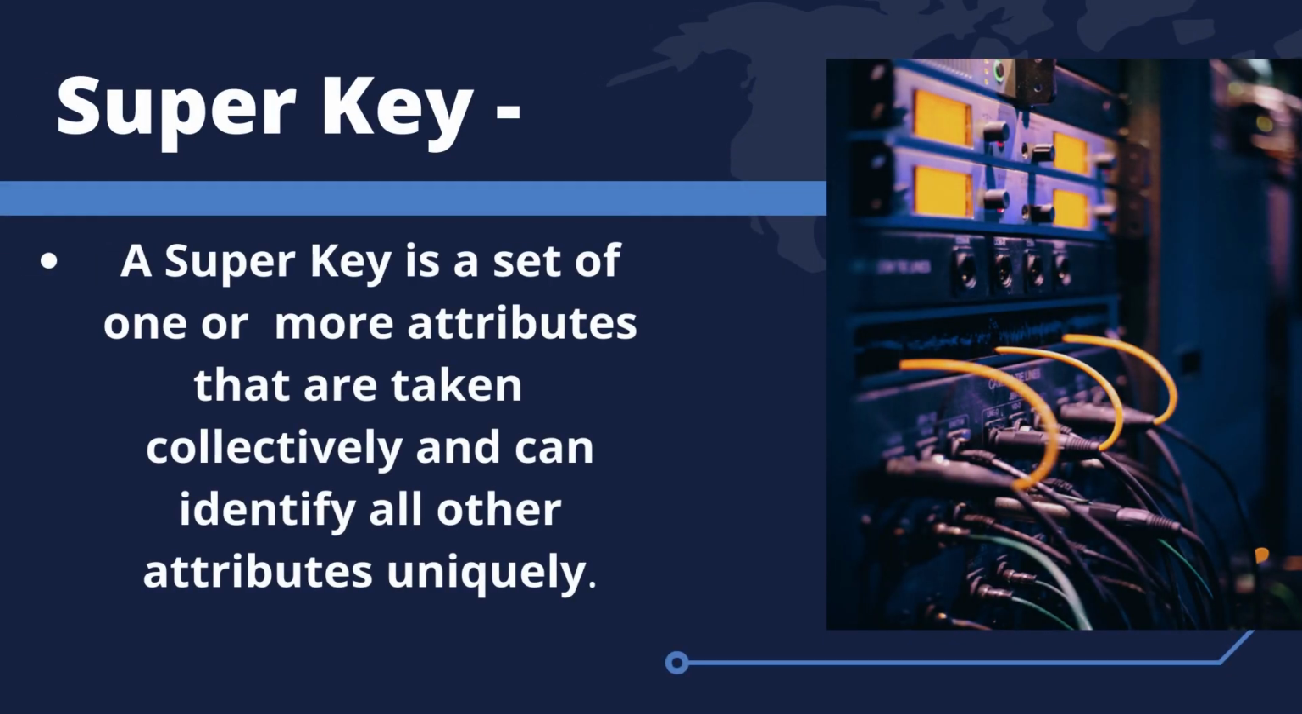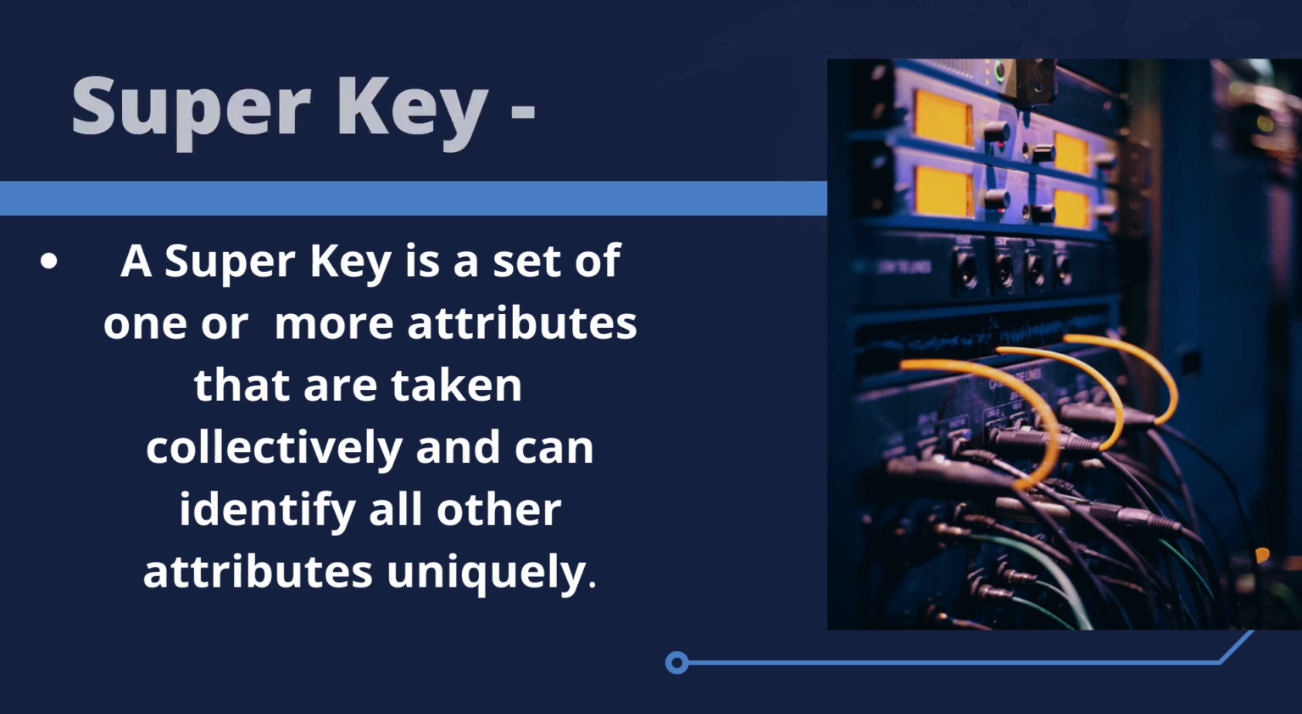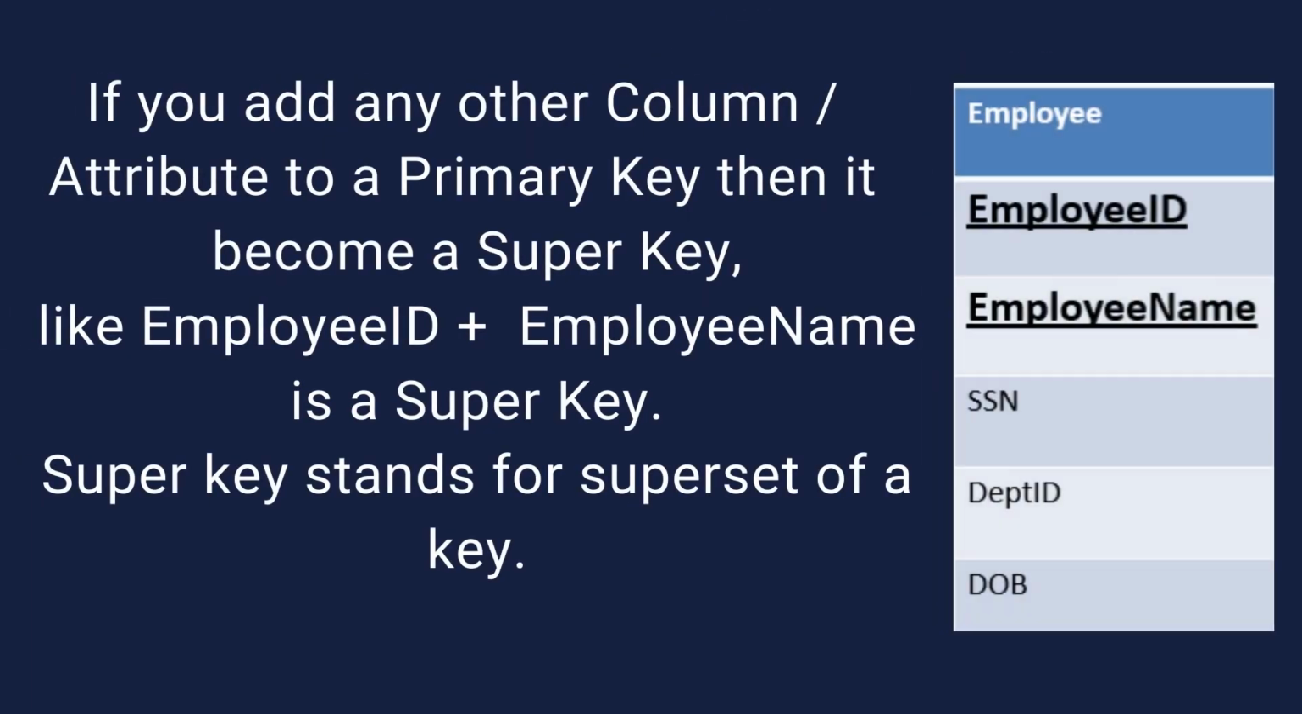Now the fourth one is the super key. A super key is a set of one or more attributes that are taken collectively and can identify all other attributes uniquely. Here is an example. If you add any other column or attribute to a primary key, then it becomes a super key, like employee ID plus employee name is a super key. Super key stands for a superset of keys.